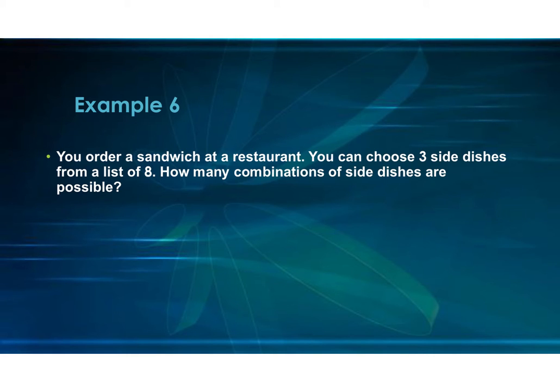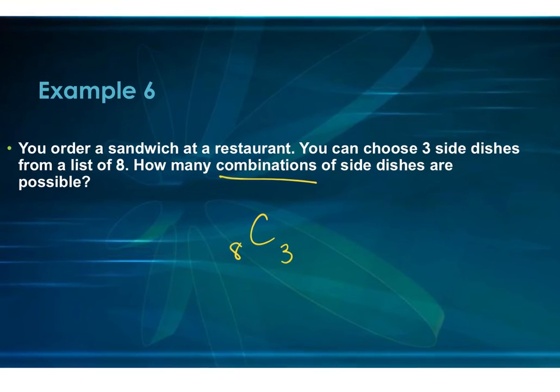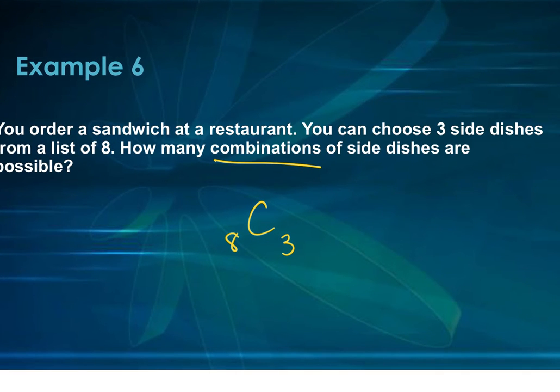You order a sandwich at a restaurant. You can choose 3 side dishes from a list of 8. How many combinations of side dishes are possible? Order's definitely not going to matter, okay? So how many side dishes do we have to pick from? 8 in total, right? How many are we actually picking? 3. And this is a combination. So it's going to look like 8 and 3 with a C on it. Do you see that? The number in front should always be bigger than or the same as the number next to it. So 8's bigger than 3, so we're good.